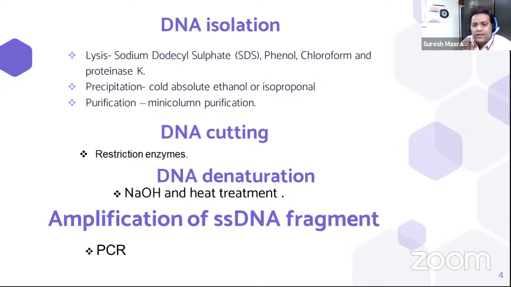The next is DNA denaturation. Double-stranded DNA is not used for sequencing. We have to denature it. The two strands of DNA are separated from each other by sodium hydroxide treatment and heat treatment. And after that, we have to go for the PCR.